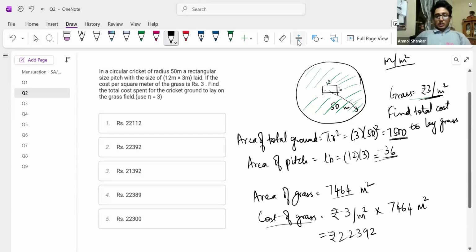Right? Okay, a very simple question. Just calculate the area, multiply by the rate for the grass, and find what the cost for the grass will be. Again, here pi is equal to 3, so be careful to use that. Okay, let us go to the next question.